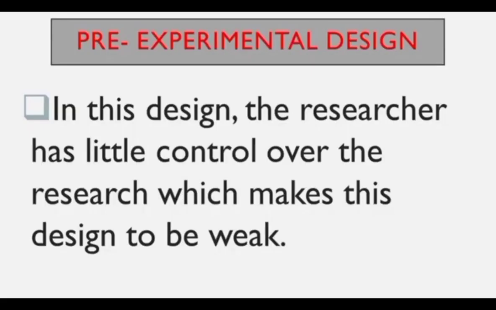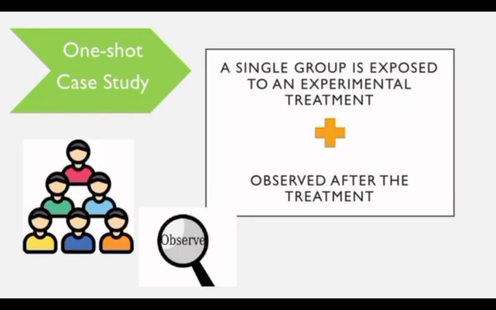Pre-experimental research design. In this design, the researcher has little control over the research, which makes this design weak. There are three types of pre-experimental research design. First, the one-shot case study. Here, a single group is exposed to an experimental treatment. Then, they observe after the treatment.